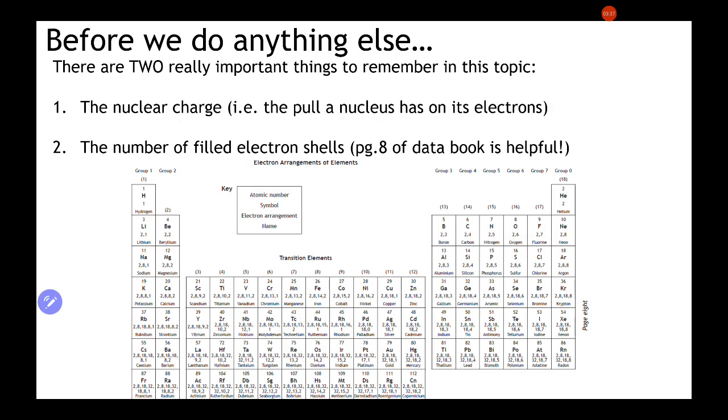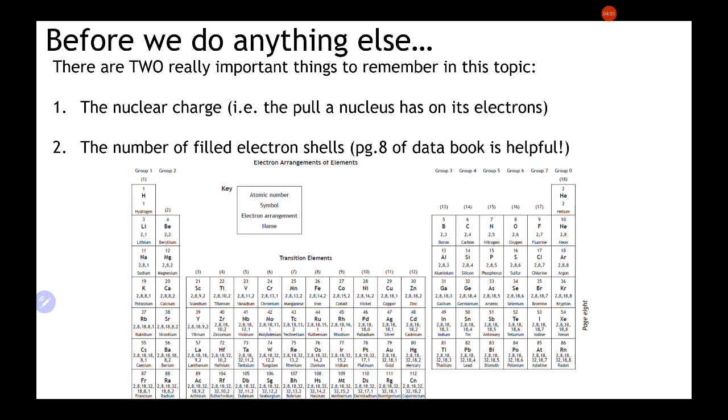Before we do anything else, there are two things to remember in this topic that will allow you to answer any question that is asked about this. It is quite a long topic, and there are a few different trends that we're going to be interested in, but luckily enough, all of the answers come down to these two things.